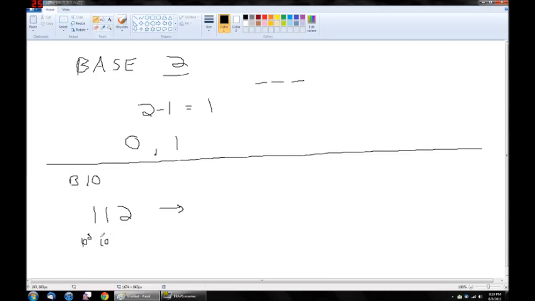Okay, the first digit is 10 squared, the second is 10 to the 1, and this one is 10 to the 0. Now, what does that mean? Well, 112 is really 100 plus 10 plus 2. You can see that this first digit right here is 10 times 10, but really this is 1 times 10 squared. Our next digit is just 10 to the first power, but really what we have is 1 times 10 to the first. And then our last digit is 2, but really what we have is 2 times 10 to the 0.